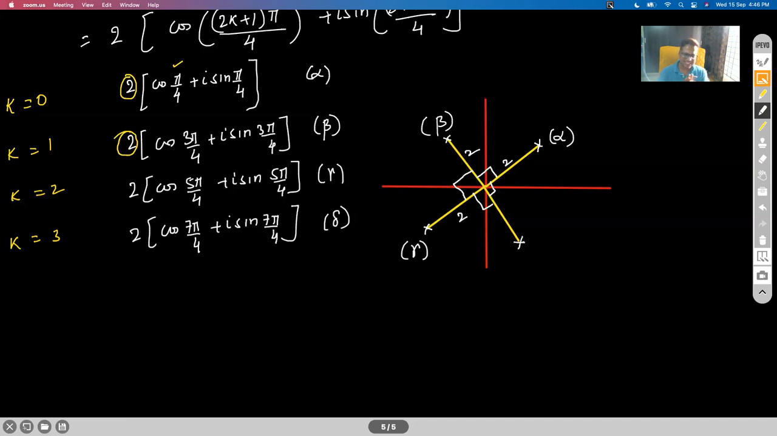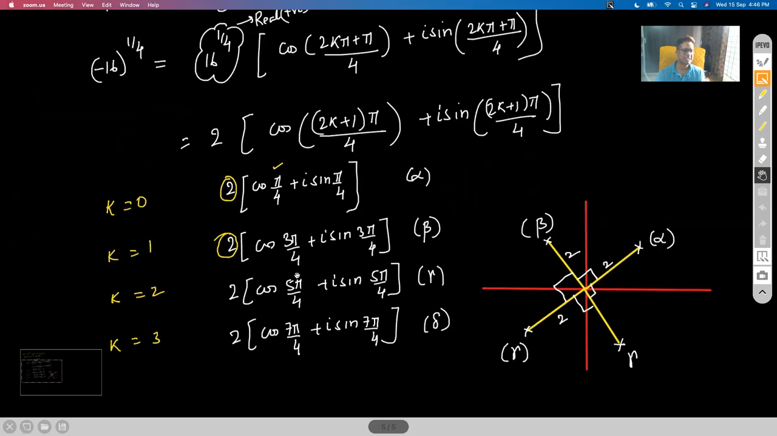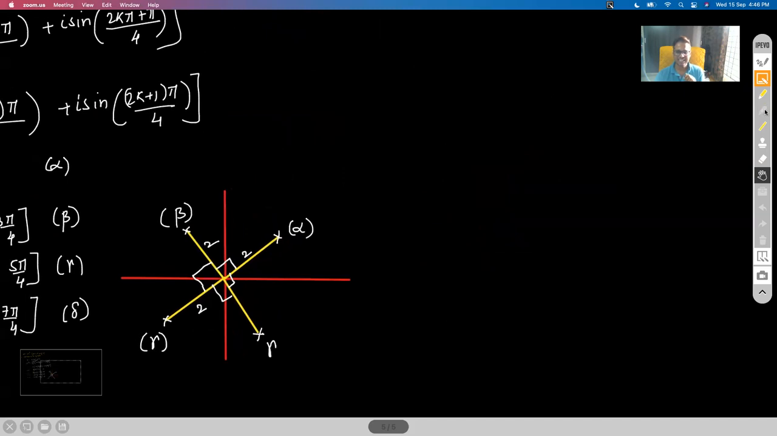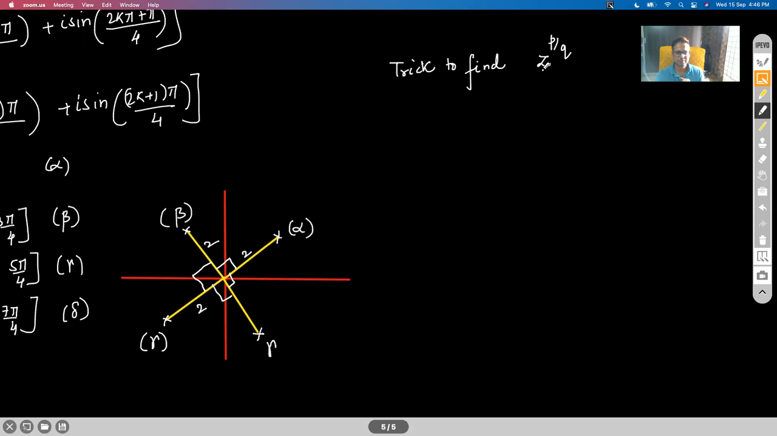Now, looking at this entire scenario, I have a simple technique to locate these roots without actually doing all this. What is the technique? I'll come to that now. Please listen to this trick to find any complex number to the power of p by q. Trick to find any complex number to the power of p by q. All of you, please listen to this. Very, very important. You have to do the following steps.